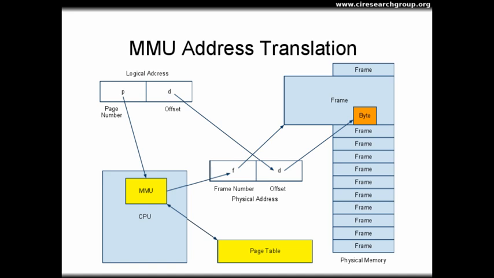A particular byte in RAM is actually addressed using the frame number and offset into the frame. However, to the process, this memory access appears to occur using a logical memory address, which is conceptually divided into a page number and offset. The offset component is not changed by the MMU, but the page number is replaced by the physical frame number.